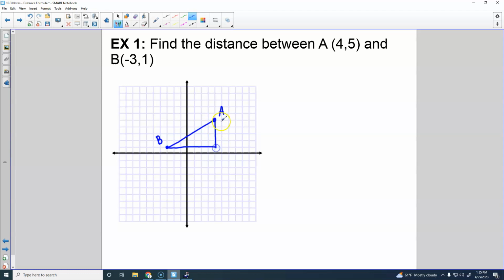So this side right here is 4, and the bottom is 7. Think you got it figured out?